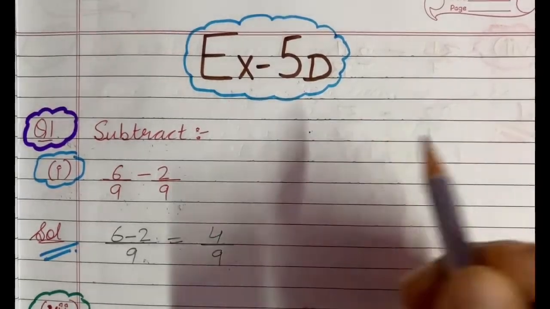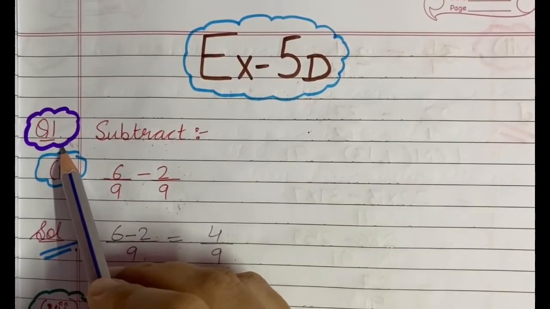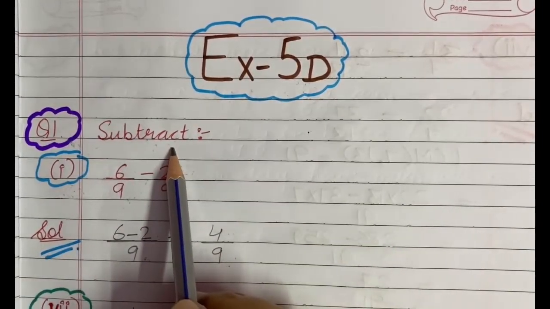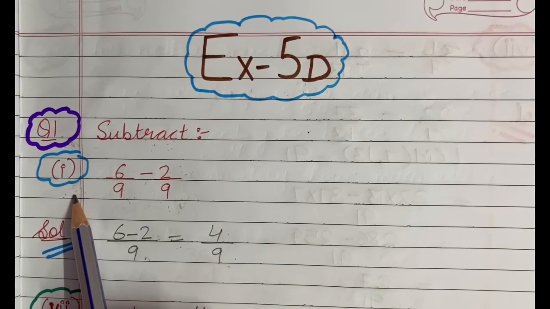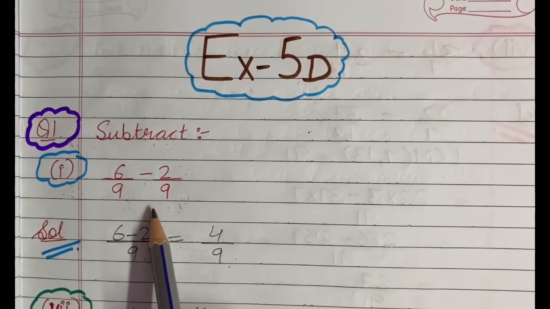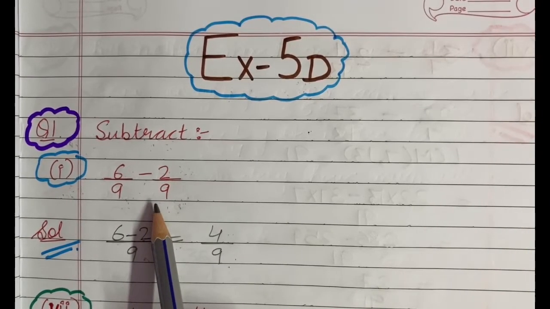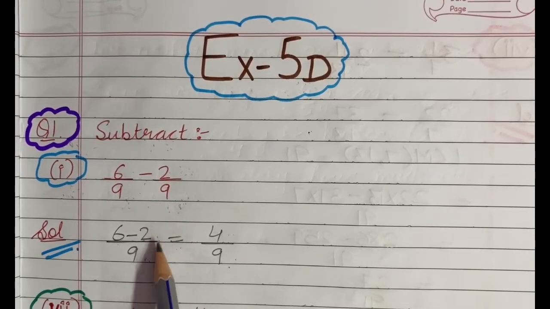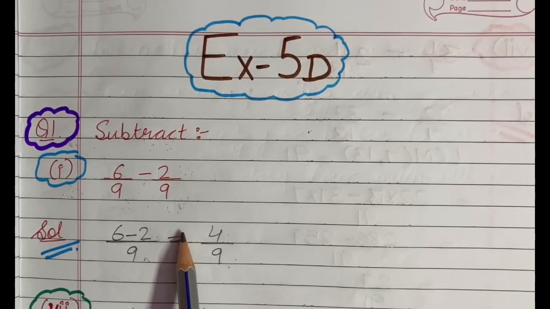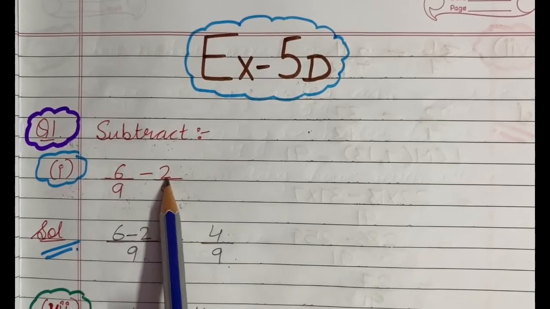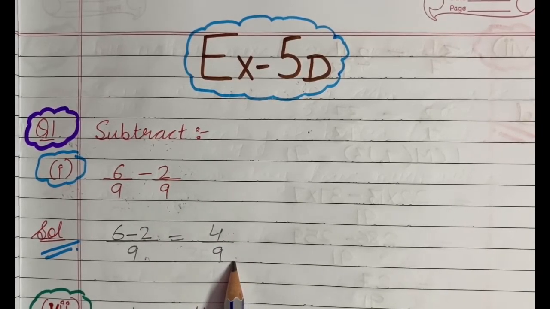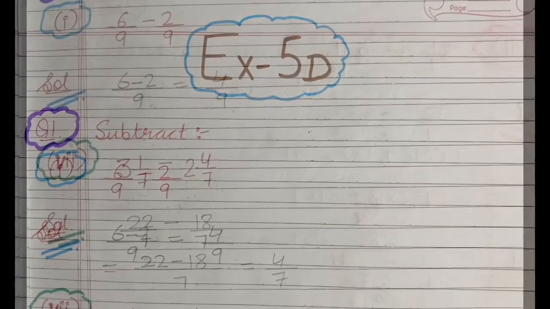Now students, in an example, firstly I have taken question number 1 of exercise 5D, and the question says subtract, and I have taken the first part: 6 by 9 minus 2 by 9. Now students, here if you see, the denominators are the same, that is 9. So we will write 9 in the denominator as it is, and we will simply subtract the numerators, that is 6 minus 2, and on subtracting we will get 4 by 9 as an answer. Hopefully it is clear to you.